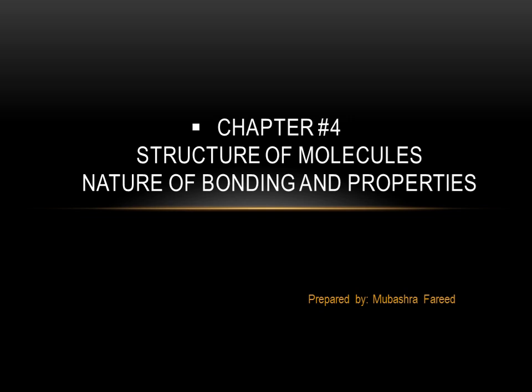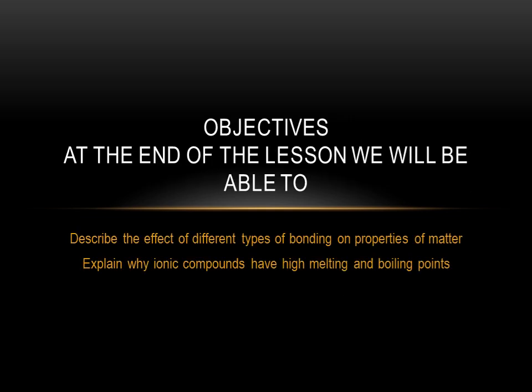Today the topic of discussion is nature of bonding and properties. At the end of the lesson, we will be able to describe the effect of different types of bonding on properties of matter, and explain why ionic compounds have high melting and boiling points.